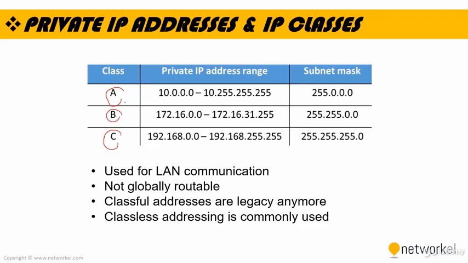For example, if I'm using class A, I can use these IP addresses and I can only use this subnet mask. If I'm using class C, I can use this range with this subnet mask. But this is legacy, and now we are using classless addressing. For example, I'm using this private IP address range, but I can use this subnet mask too without any problem.